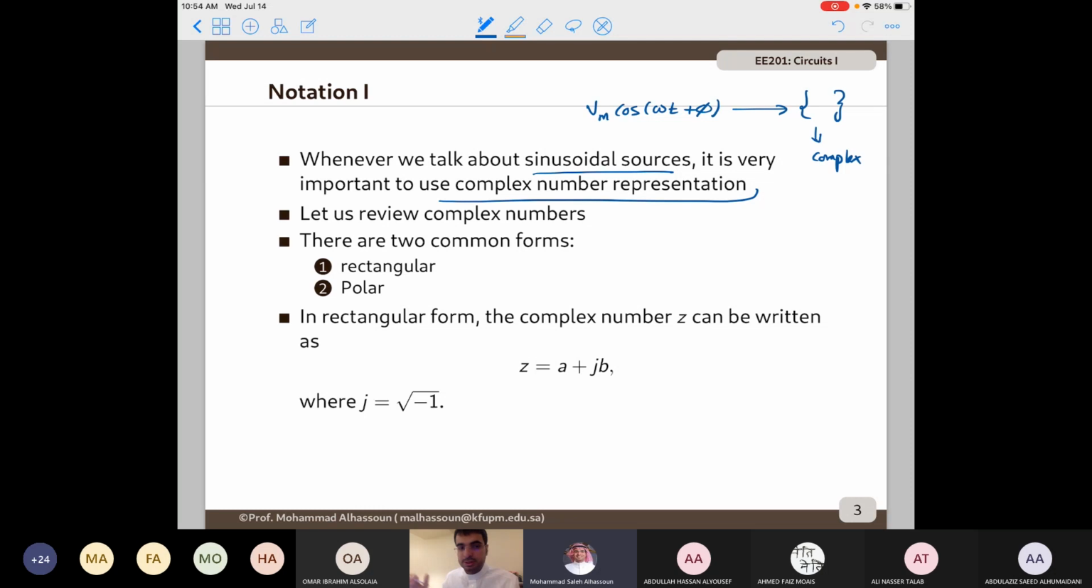Before we deep dive into how to do this representation, there are two common forms of complex number. There's the rectangular form, and the other is called the polar form. In the rectangular form, which we are all familiar with, a complex number can be decomposed into two components, the real component and the imaginary component. So z equals a plus jb, and j here is the square root of -1. Remember, in math, this is i. But in electrical engineering, we usually use j to differentiate it from the current. This is the rectangular form, the form that we are all familiar with.